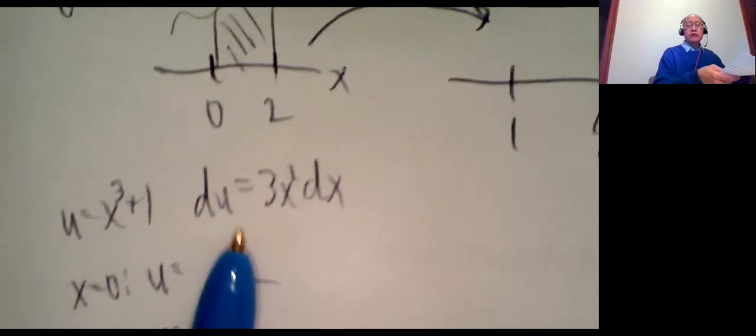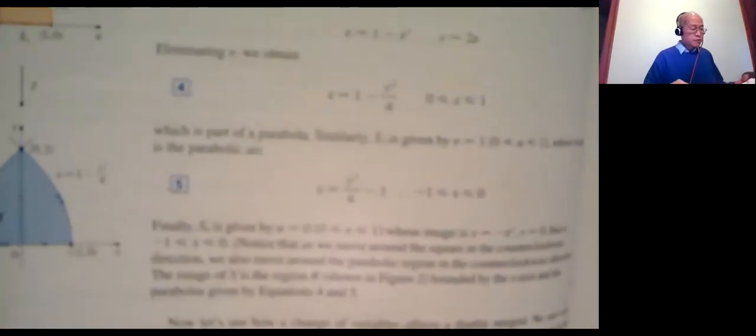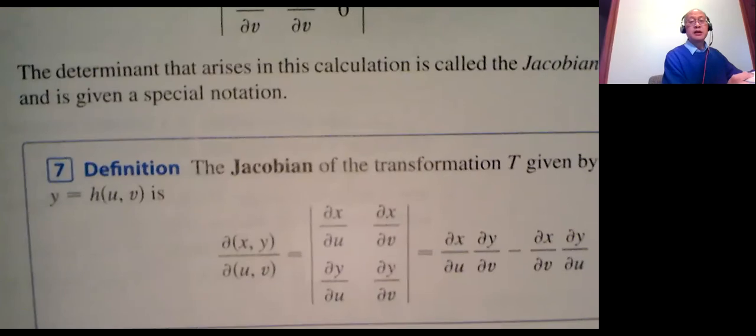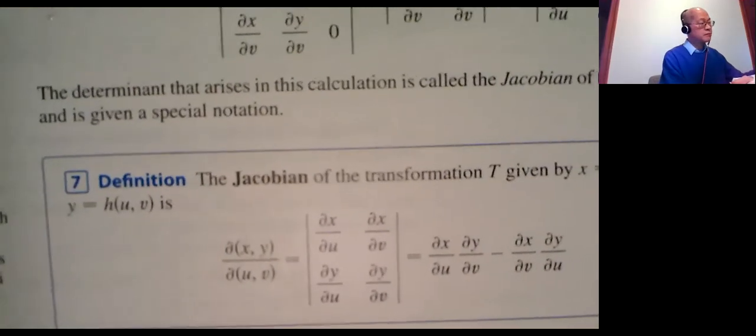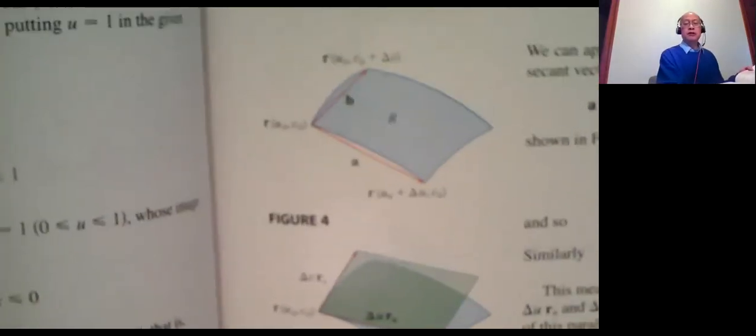So likewise, when you change something in 2D or 3D or however many dimensions, you can't just change a d-something to d-something. You have to multiply by something. That something is called the Jacobian. Page 1055. It's a multiplication factor when you convert from one system to another system. Now, I'll sort of quickly go over this because the book is heavy.